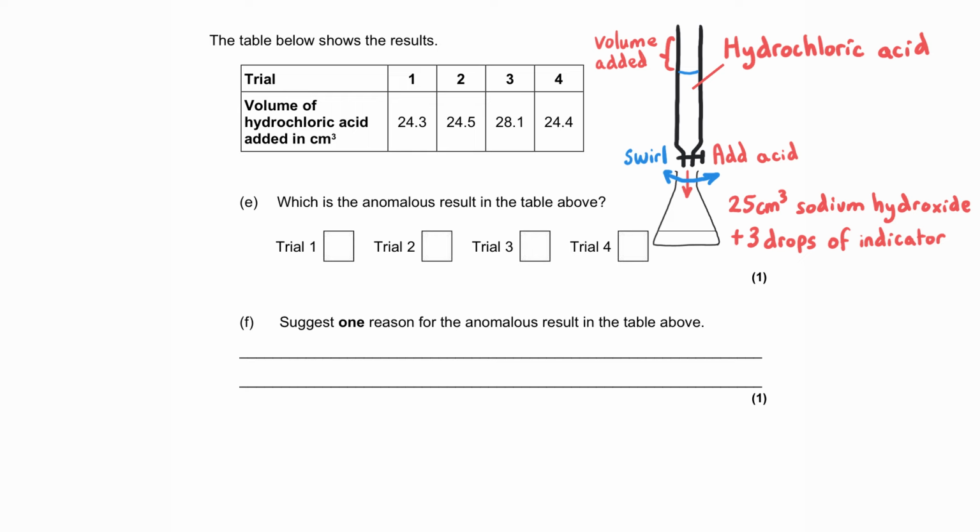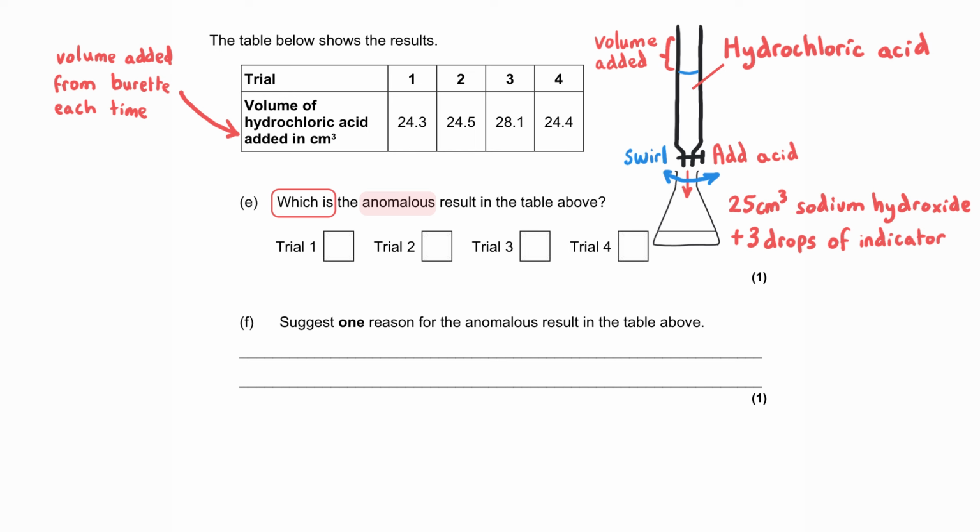The table below shows the results for a titration. You can see we've got 4 trials. That means they've done the experiment 4 times, and we've got a different volume of hydrochloric acid added in cm cubed each time. So you can see we've got 24.3, 24.5, 28.1 and 24.4. And we're being asked which is the anomalous result in the table above.